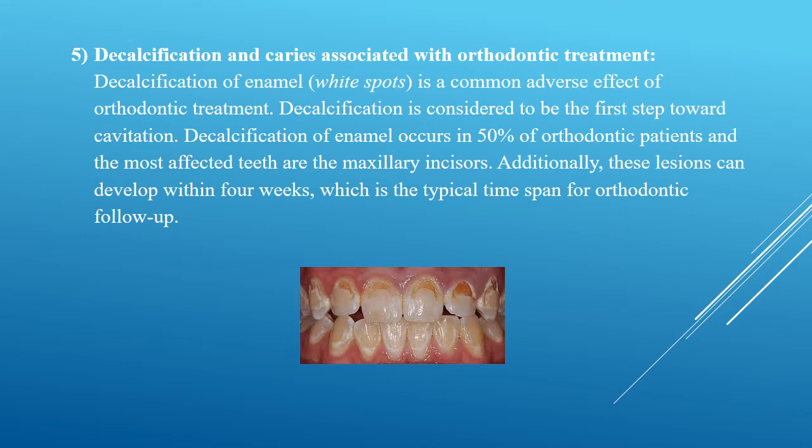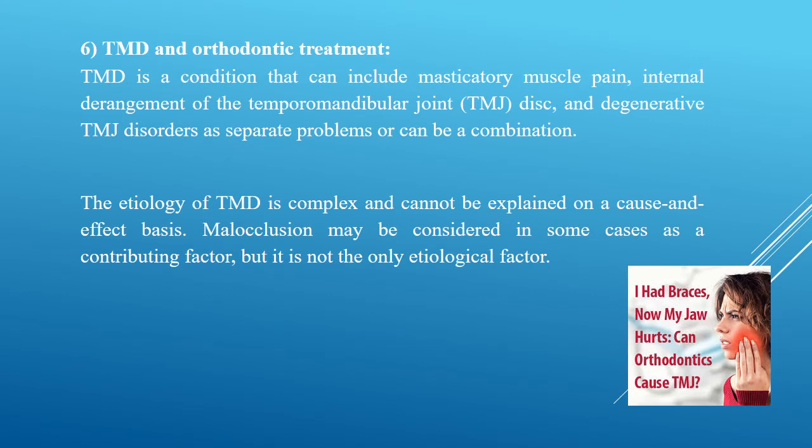The prevention protocol for decalcification includes plaque control through brushing of the teeth with fluoridated toothpaste. Daily rinsing with sodium fluoride solution can also minimize decalcification of enamel. Additionally, fluoridated solution may delay the progression of lesions. Application of fluoride varnish twice a year or a combination of antibacterial and fluoride varnish may reduce the incidence of decalcification. Number 6. Temporomandibular disorder and orthodontic treatment.